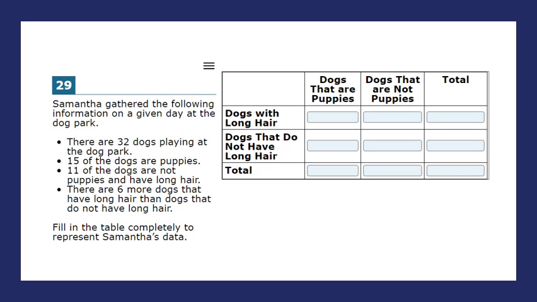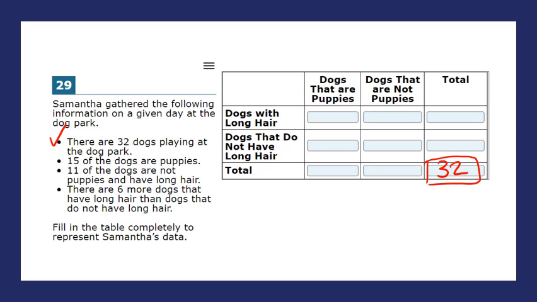Number 29 here requires us to fill out a table with a few essential pieces of information. It says Samantha gathered the following information on a given day at the dog park. There are 32 dogs playing in the dog park. So my first piece of information, I can fill out one piece in my table here, and that's the grand total. Now this table separates dogs into separate categories, but one thing that we know is that in total there are 32 dogs in the park.